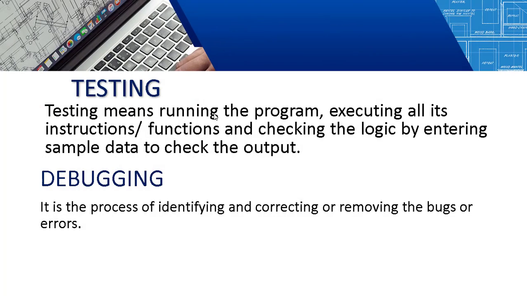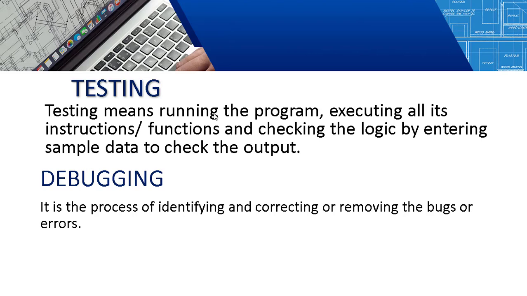The next stage is testing. Once we write the code, we have to run the program. When we run the program, we are executing all the instructions or statements which are there in the program and checking the logic by entering sample data to check the output. This is known as testing. That is, we are running the program, executing its instructions and functions, and checking the logic by entering the sample data to check the output. So whether the output is correct or not, or whether the program is running correctly and executing all the instructions, will be checked during testing.